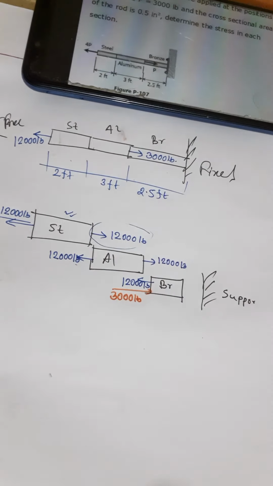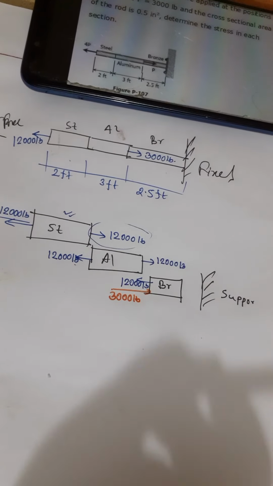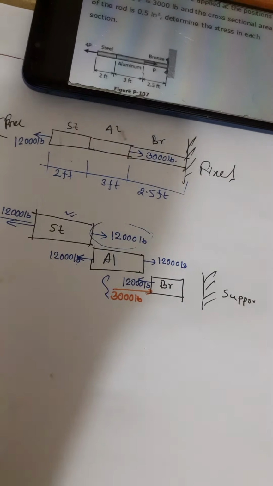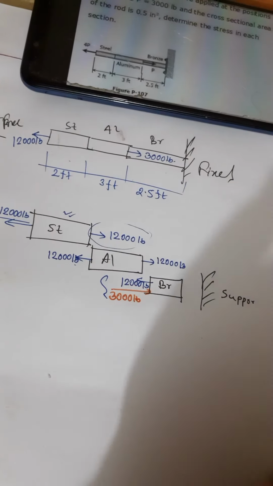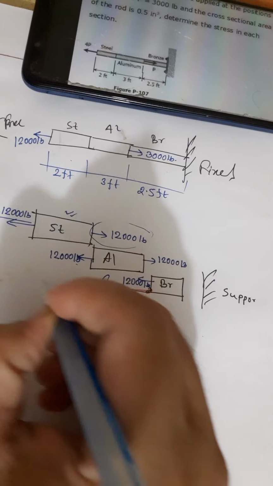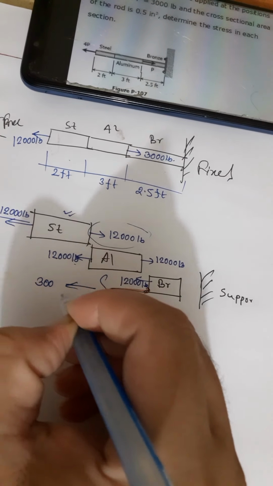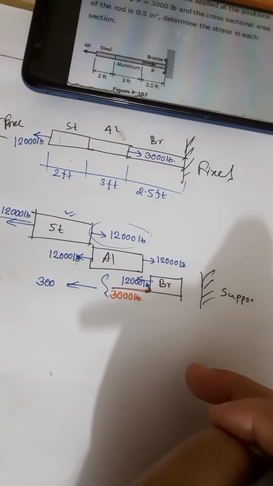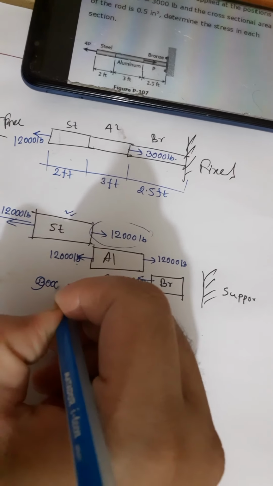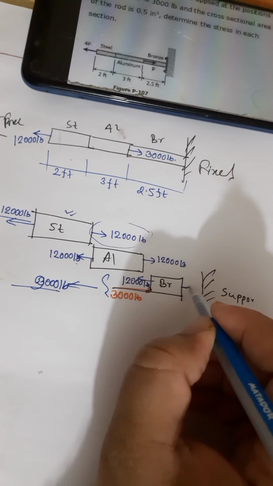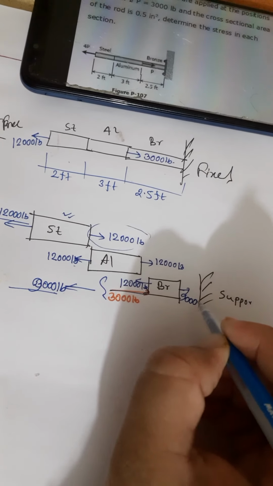So on the left side of the bronze there are two forces, one is 12,000 pound tension and another is 3,000 pound compression. So the ultimate result, the summation, will be 12,000 pound tension minus 3,000 compression, so 9,000 pound tension.